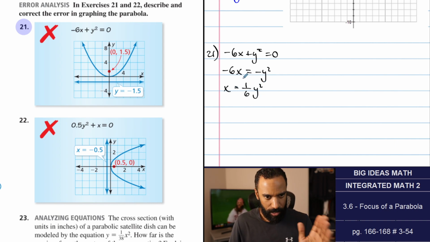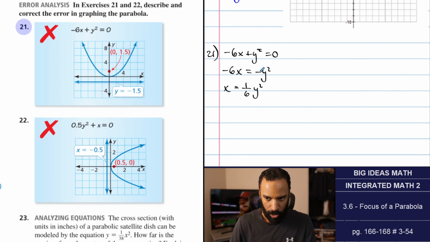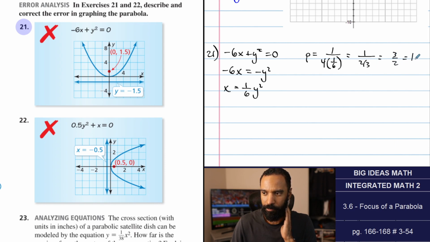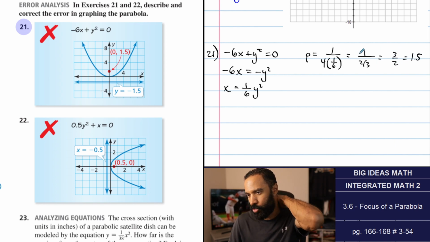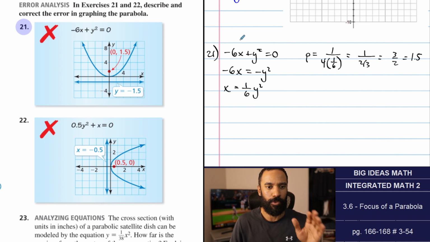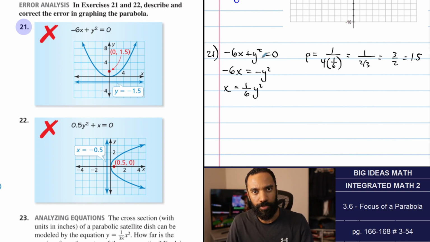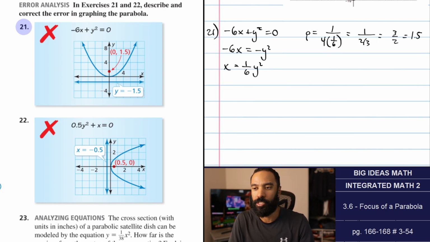So the problem is, in this thing here, the 1.5 may be correct, actually. Let's see. p is 1 over 4a, which is 1 over 2/3, which is 3/2, which is 1.5. So the p-value is good. There's no problem with that. The problem is this is an x equals y squared equation. I actually should have seen that off the bat. It's an x equals y squared equation, and that means that it should be a rightwards facing parabola if a is positive, which it is. So the problem is just the way that this graph is facing here.